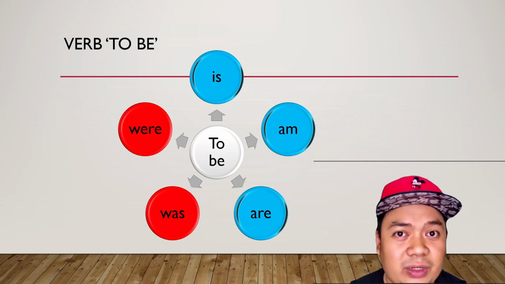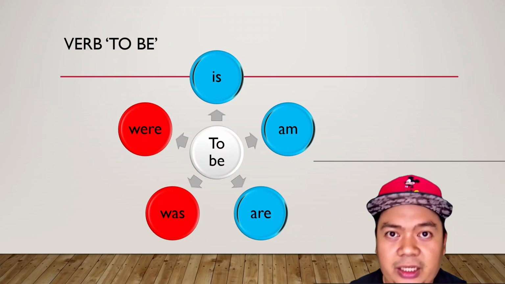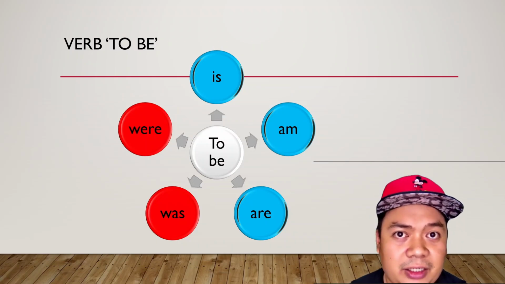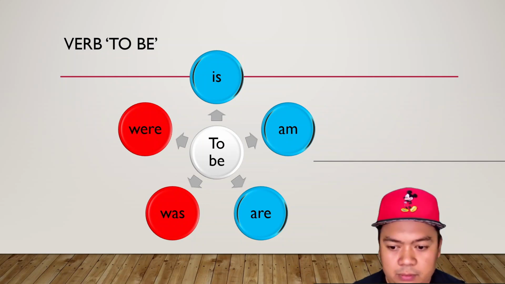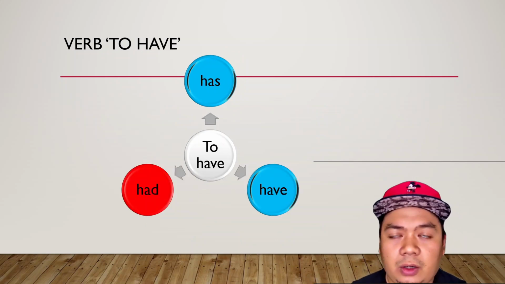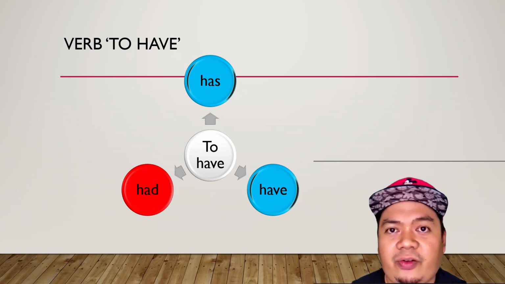Verb to be, we have the words is, am, are for present tense. We also have the words was and were for past tense. These 5 words will help the main verb in the sentence. The second helping verb that we have is the verb to have. We have the words has and have for present tense and the word had for past tense.